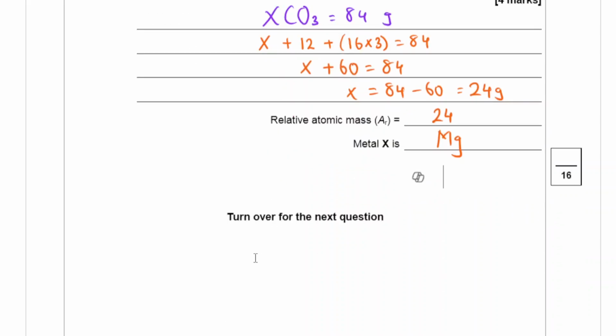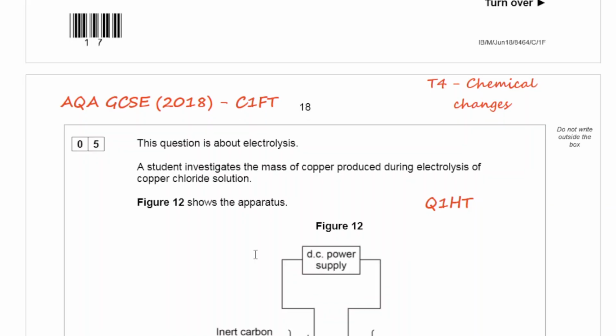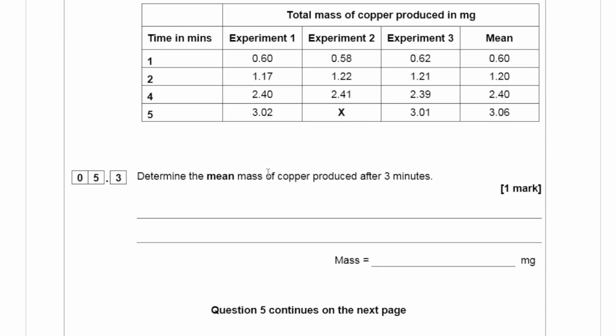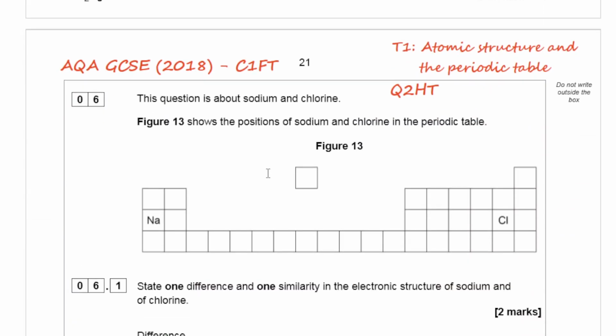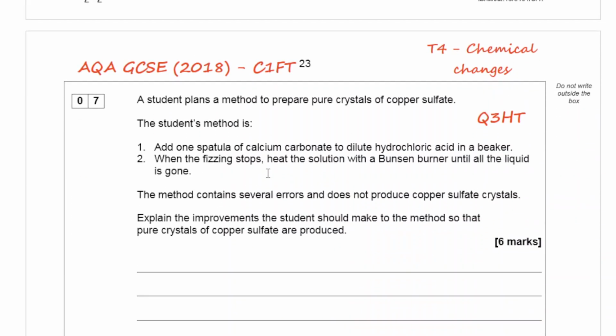Now, as I said at the start, question number 5 is the higher tier question, which links to chemical changes on electrolysis. I've done separate videos for these questions. I will link it to the playlist for this paper, so you should be able to watch them and follow through. Question number 5 is out of 8 marks. Question number 6 is on the topic of atomic structure and the periodic table, which appears as question 2 in the higher tier paper, and it's also out of 8 marks. And question 7 is a 6-mark question, which appears as question 3.